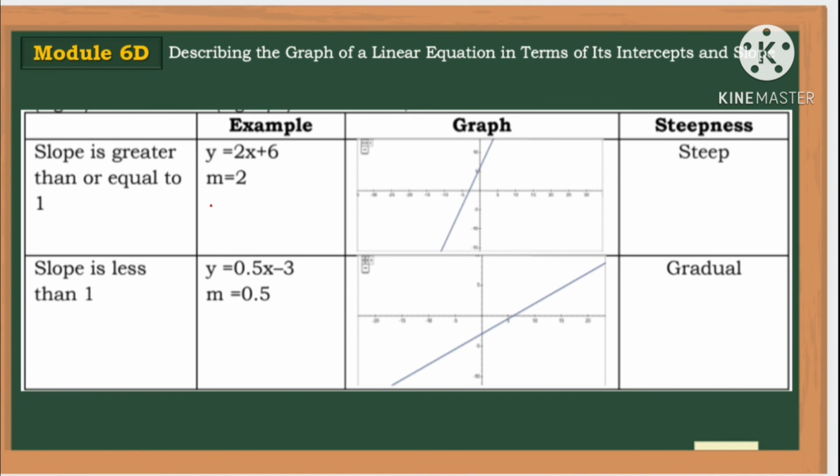Next example, if the slope is positive 2, that is greater than 1, so medyo steep. Pag that is less than 1, something like 0.5, 0.3, and so on, pag fraction siya, depende sa numerator or the denominator. Basta pag ang given natin ay less than 1, ang slope, medyo gradual siya. Okay?